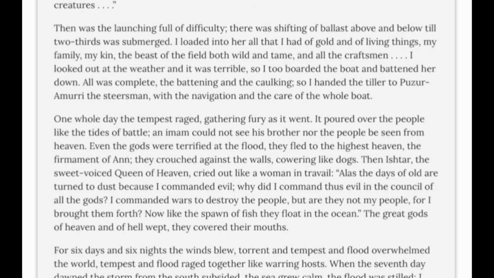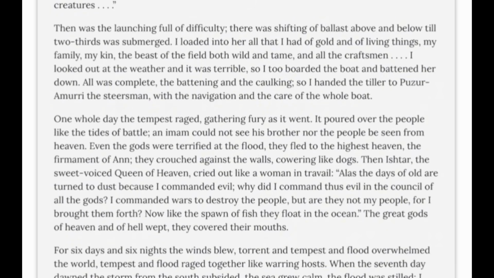Then was the launching full of difficulty. There was shifting of ballast above and below till two-thirds was submerged. I loaded into her all that I had of gold and of living things, my family, my kin, the beast of the field, both wild and tame, and all the craftsmen. I looked out at the weather, and it was terrible. So I, too, boarded the boat and battened her down. All was complete, the battening and the caulking. So I handed the tiller to Ea, the steersman, with the navigation and the care of the whole boat.